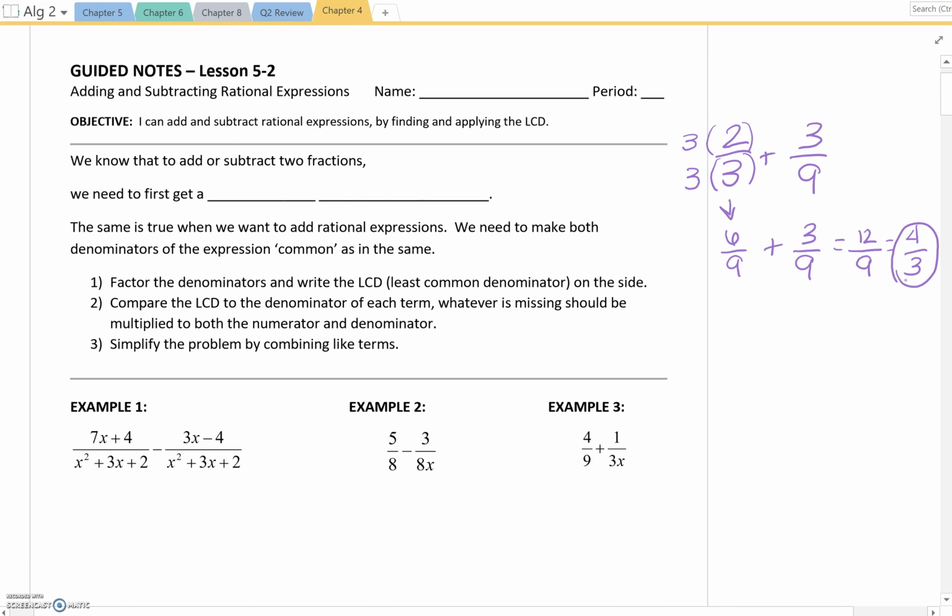Okay. Today we're going to add and subtract fractions where we're not just going to have numbers. We're going to have variables, and we're going to have to do some factoring. So the first thing we have to do is just recognize the fact that when you're adding or subtracting two fractions, you have to get a common denominator. And you might remember from elementary school, you call this the least common denominator.